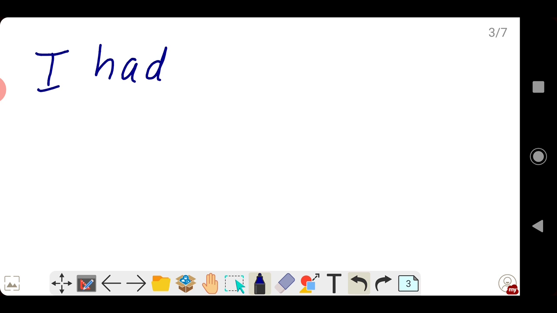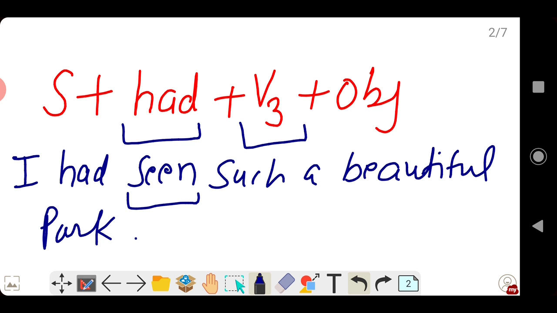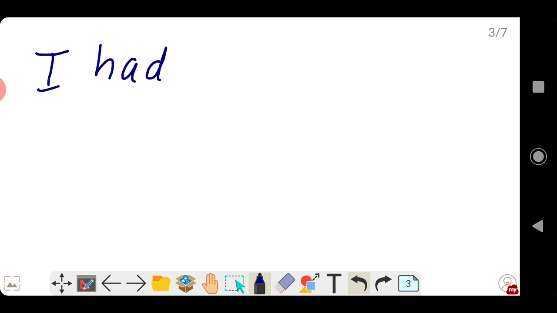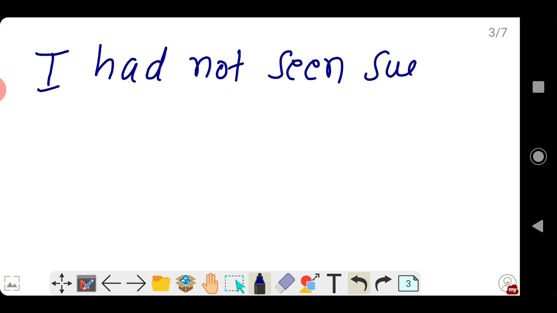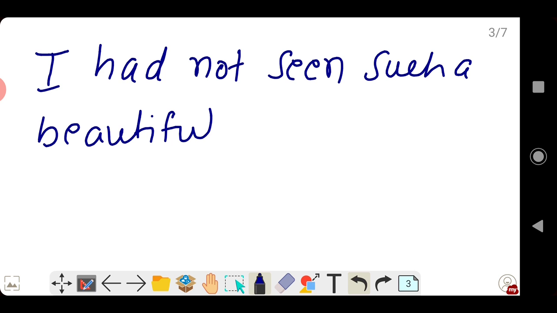If you talk about the negative sentence, that was an affirmative, a positive sentence: I had seen such a beautiful park. But for the negative sentence, what can you do? You can say, I had not seen such a beautiful park. Simple. That is the negative one.